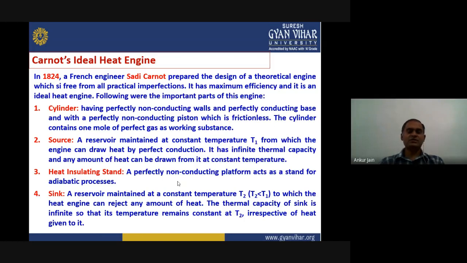This engine was considered to be free from all the practical imperfections. There are no imperfections in the design of this heat engine. That means there should be no friction. There should be the maximum efficiency, and that's why it is called an ideal heat engine. Now we will see what it constitutes. So the first part is the cylinder.